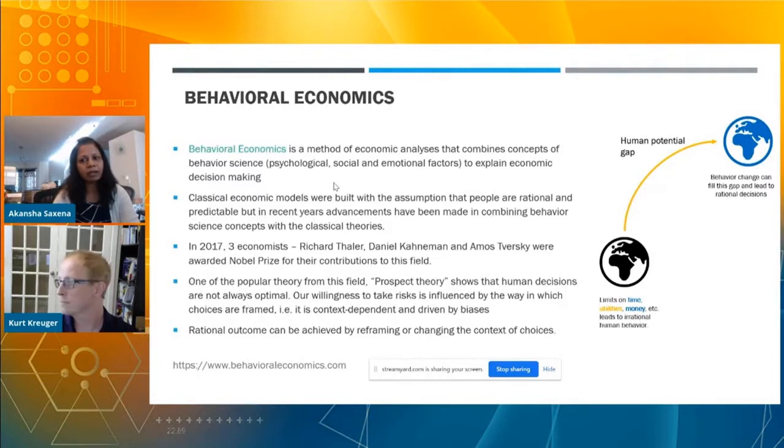You might have already heard that the Nobel Prize in 2017 was presented for behavioral economics to Richard Thaler, and earlier Daniel Kahneman and Tversky. One of the most popular theories in behavioral economics is prospect theory, which states that human decisions are not always optimal, and our willingness to take risks is influenced by the way in which our choices are framed. So decisions are context dependent or driven by biases. But if we target these biases or change the context, then rational outcomes can be achieved.